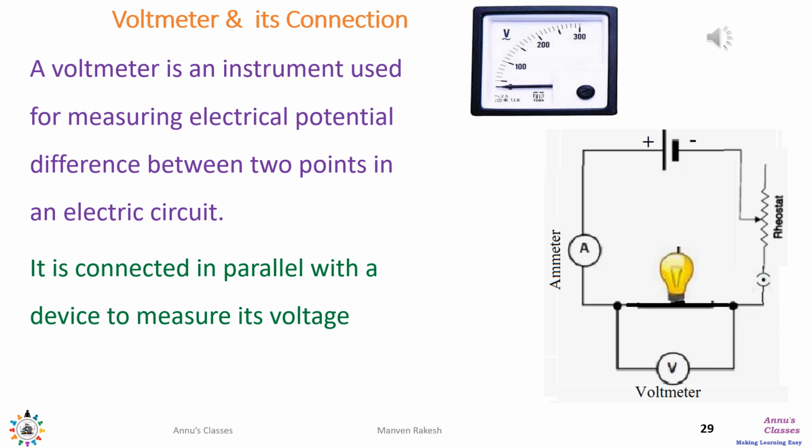How it is connected in the circuit is shown in the next diagram. It is always connected in parallel. In the diagram, it is connected in parallel to the bulb, across whose two ends we have to measure the potential difference.